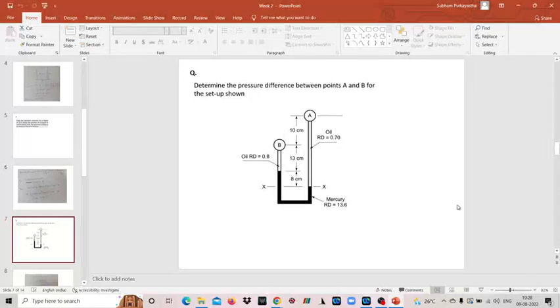Now, looking at this particular sketch, can you tell me which pipe is having higher pressure qualitatively? Pipe A, on the right side. Okay, why did you say pipe A? What is the logic? Because mercury is going down. Okay, fine. Thank you.